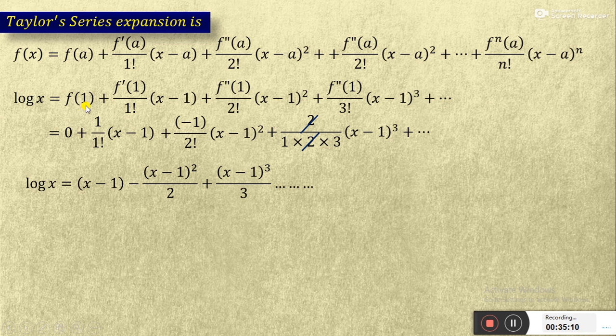The next step: f of 1 is 0, plus f dash of 1 value is 1 by 1 factorial into x minus 1, plus f double dash of 1 value is minus 1 by 2 factorial into x minus 1 whole square, plus f triple dash of 1 value is 2 by 1 into 2 into 3 into x minus 1 whole cube, plus etc. Therefore log x equals x minus 1 minus x minus 1 whole square by 2 plus x minus 1 whole cube by 3 plus etc. This is the answer for log x.